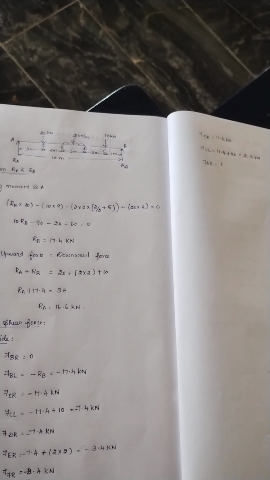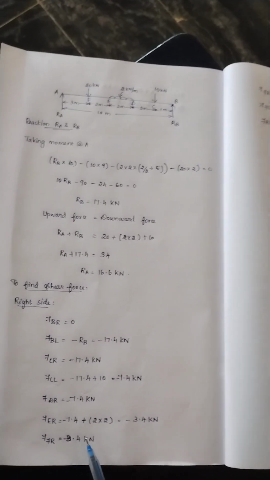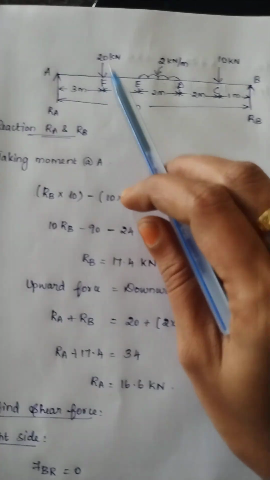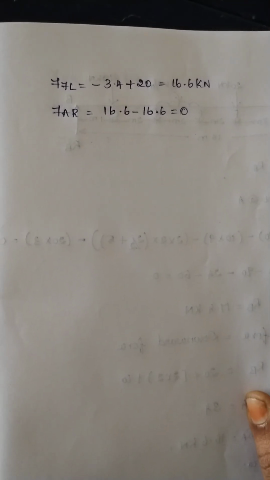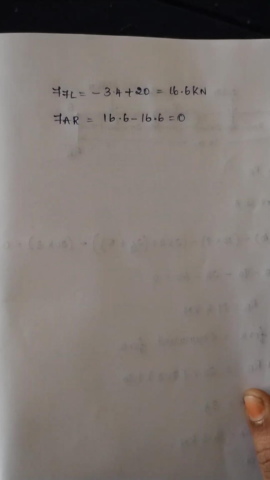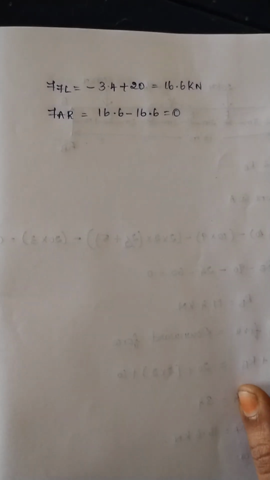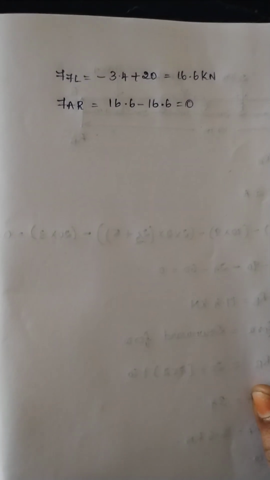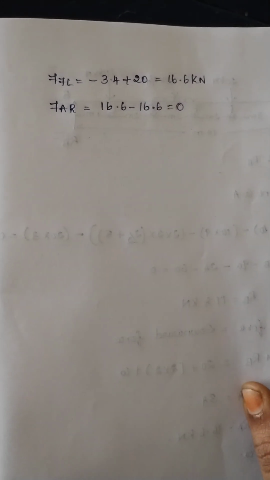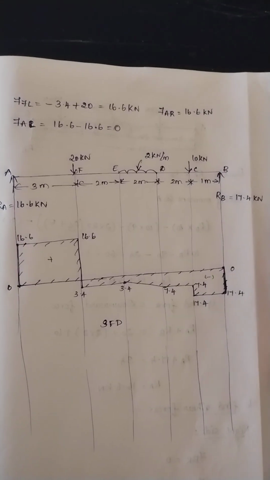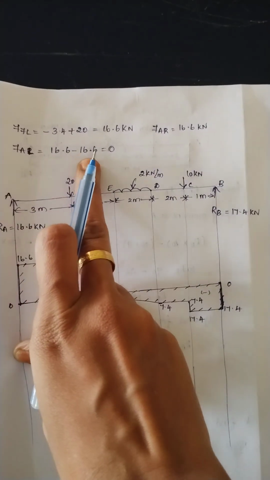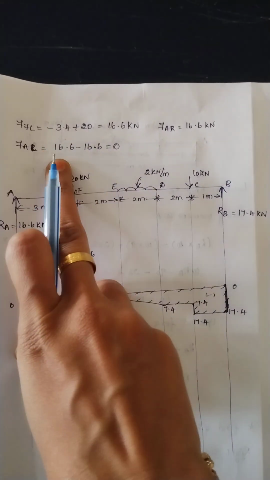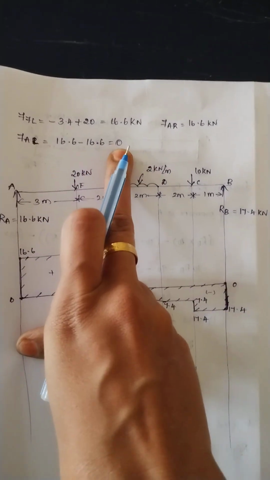For FF right, the value remains same, minus 3.4 kilonewton. For FF left, minus 3.4 plus 20 equal to 16.6 kilonewton. For FA right, 16.6 minus upward force RA. The value for RA is 16.6, therefore the value remains 0. FA right, the value remains same as FF left. For FA left, we have to consider the reaction at A also, therefore 16.6 minus 16.6, the value remains 0.